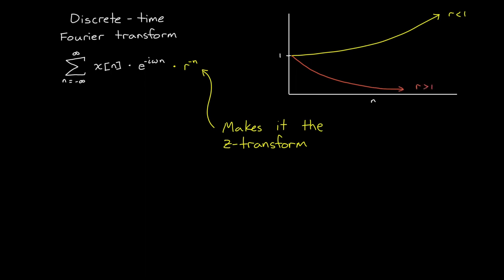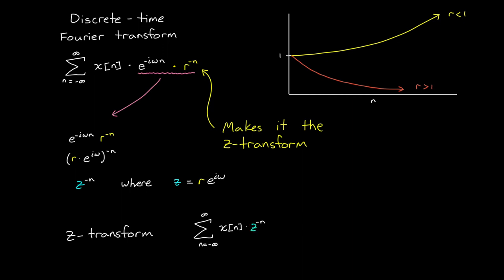So we can think of the Z-transform as a function that is looking for the correlation between the discrete time signal and both sinusoids from the e term and exponentials from the r term. If we combine these two probing signals together and simplify by pulling out the negative n exponent, we get r times e to the i omega, all raised to the minus n. Now we can define a new variable, z, equals r times e to the i omega, and we've reached the definition of the Z-transform.